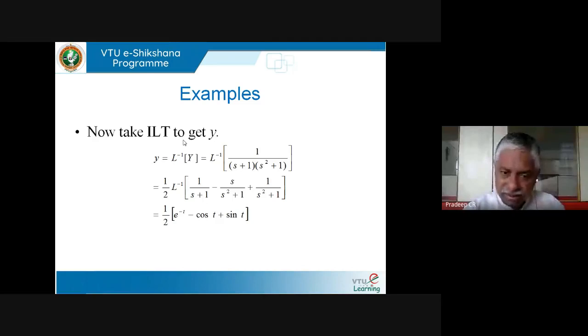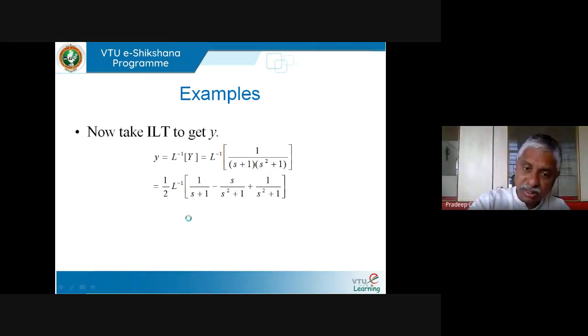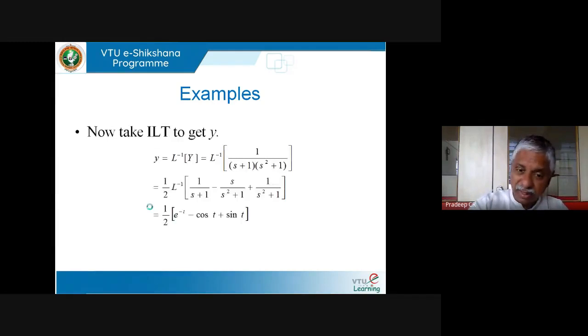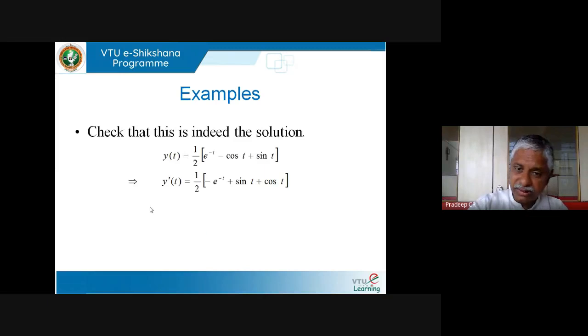How do I know this is a solution? Recall, what do you mean by this is a solution? It means if I substitute this function in the original differential equation, it should make this original differential equation true. And also y of 0 must be 0. First let's check that. Why is y of 0 equal to 0? So let us check that.